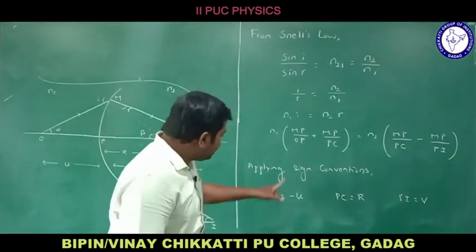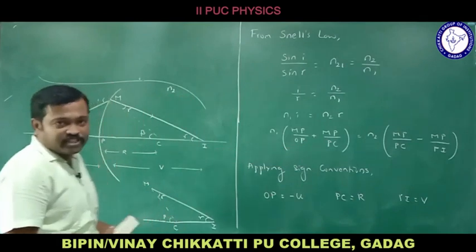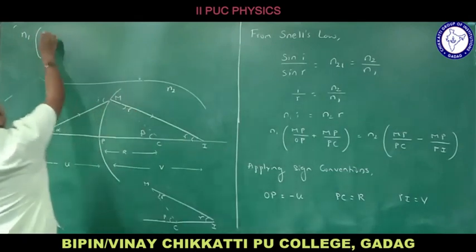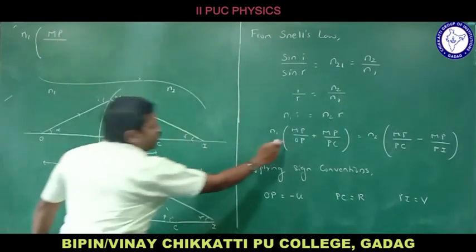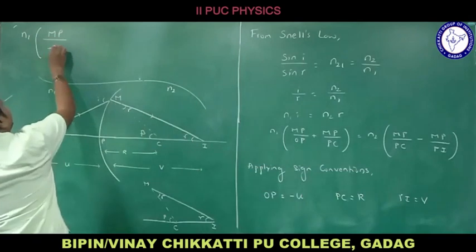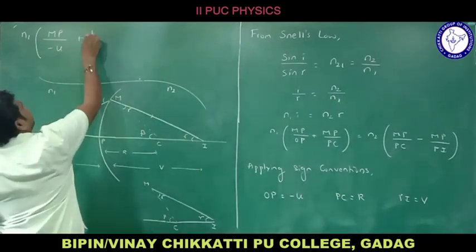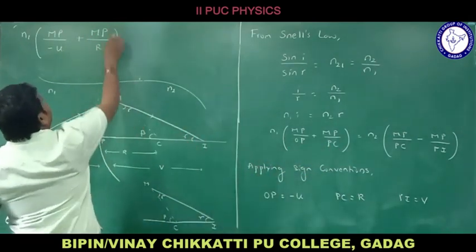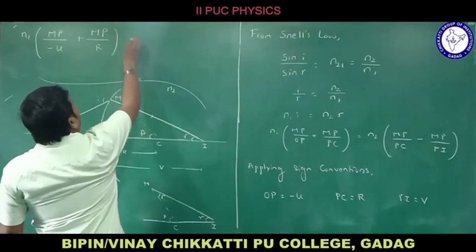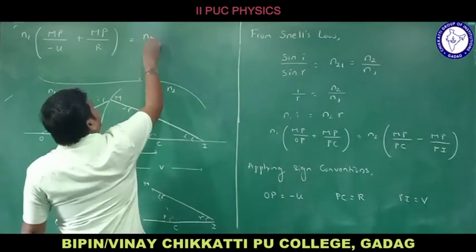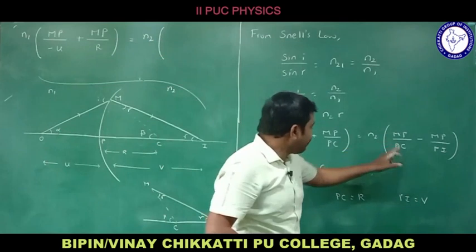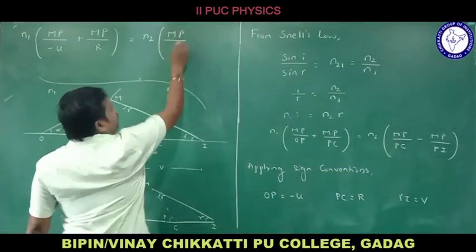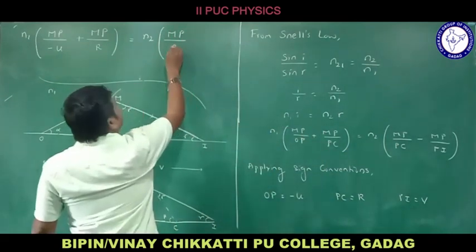Now let me use these sign conventions in the above equation. Okay, what happens now here? Let me take N1 into bracket MP divided by what is OP? OP is minus U. Let me take it as minus U. Next, plus MP divided by what is PC? PC is R. Let me take it as R. Right? So that is equal to, what is that now here? N2. N2 we are taking now here. That is, what is MP divided by PC? What is PC now here? That is R. So let me take it as MP divided by PC. PC is R now here, right?